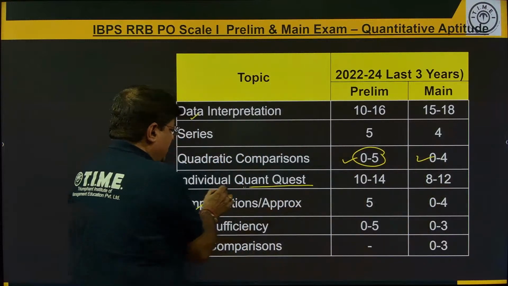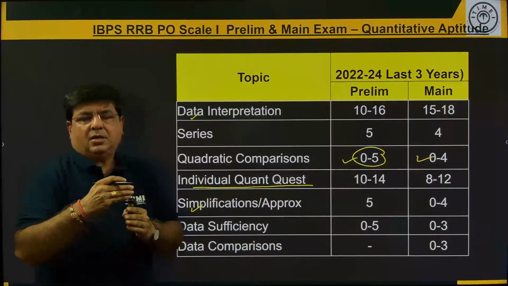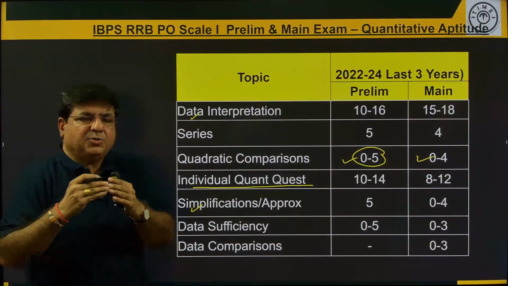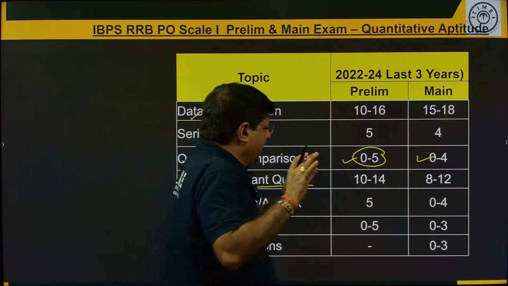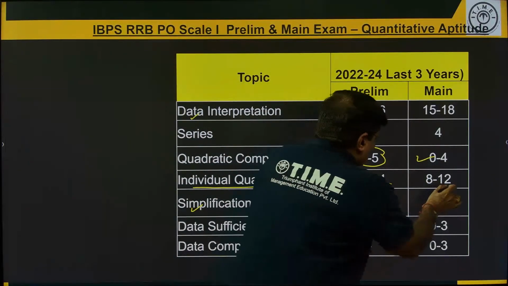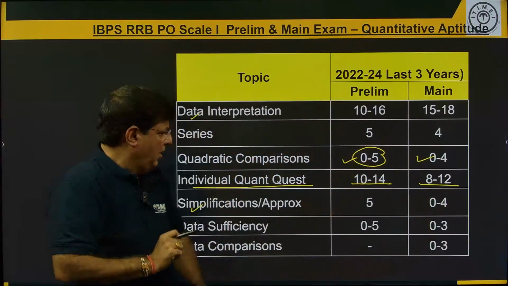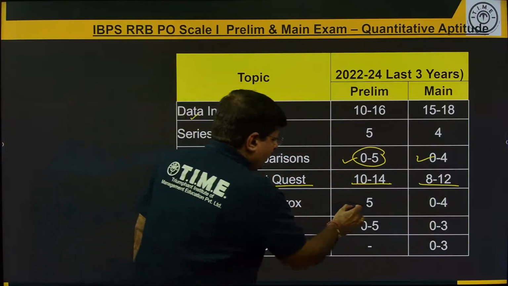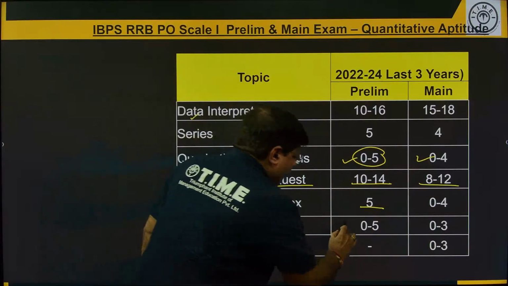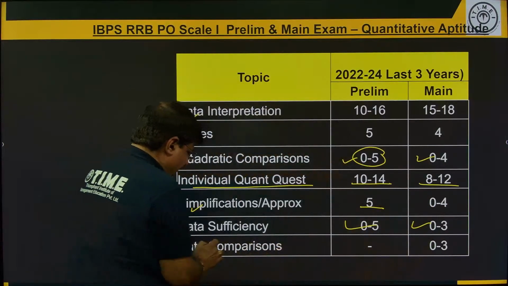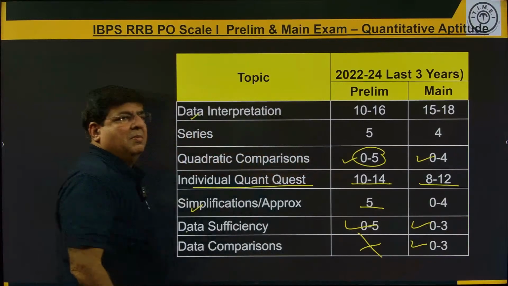Individual quant questions are your arithmetic questions from ages, simple equations, percentage, profit loss, simple interest, time and work, time, speed, distance, all put together. The number of questions is about 10 to 14 here, 8 to 12 here, almost a similar kind of breakup. Simplification approximations 5 and 4. Data sufficiency, yes, required for both. Whereas data comparison, not asked in prelim, but it is asked in mains.